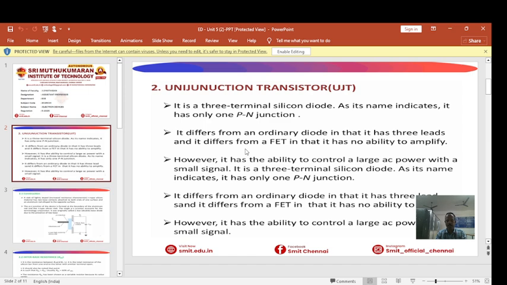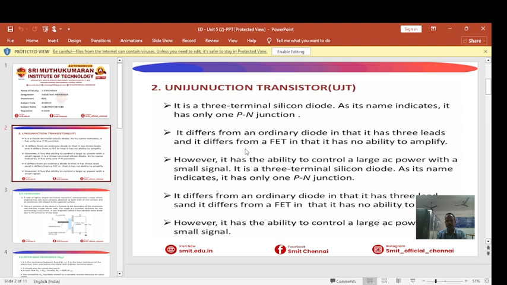UJT is a three-terminal semiconductor device that has only one PN junction. Unlike BJT, it is not used for amplification. Instead, it is used mainly as a switching and triggering device. The three terminals are namely emitter, base 1 and base 2, that is B1 and B2. Why is it called unijunction transistor? Uni means one. So the device contains only one PN junction between the emitter and the silicon bar.